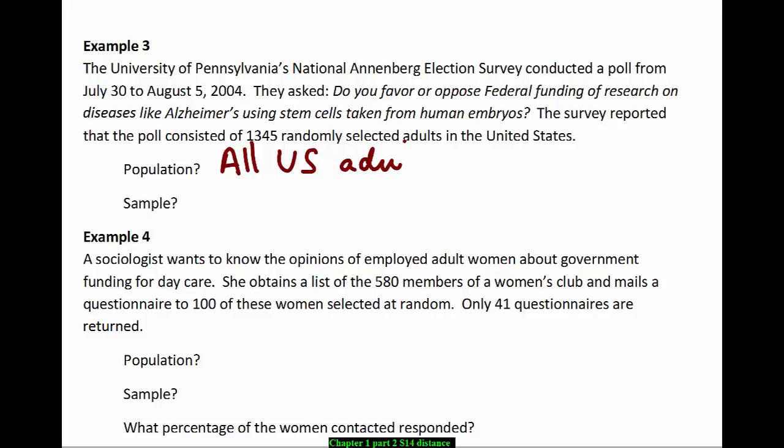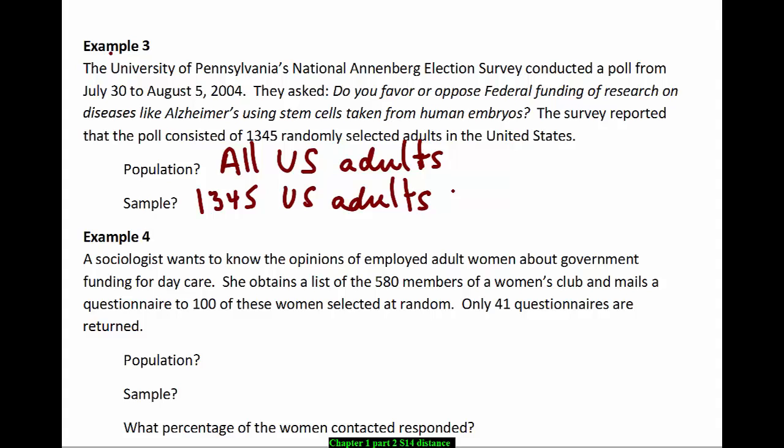The sample is the smaller group, the smaller part of the population that we actually get data from. Here we had 1,345 randomly selected adults in the United States. So the 1,345 adults that participated are our sample.